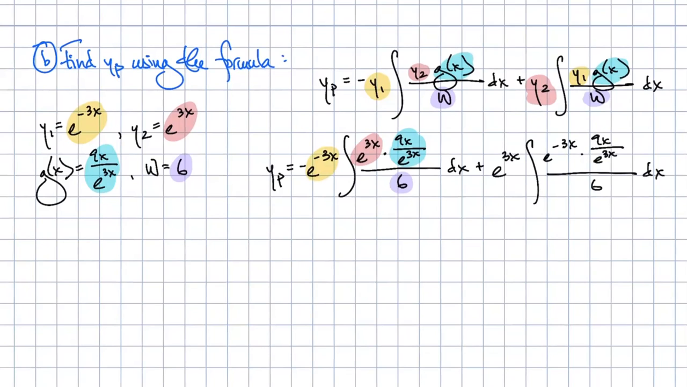And so we've got our yellow one right here, our red one on the outside, our blue g of x, and our purple Wronskian. Okay.